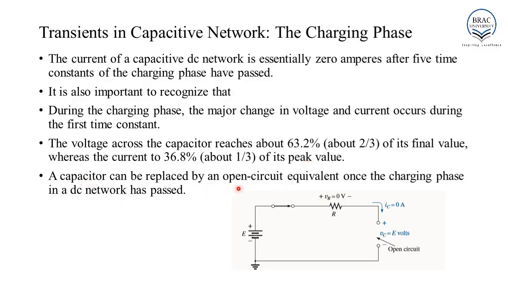A capacitor can be replaced by an open circuit equivalent once the charging phase in a DC network has passed. That is, when the voltage across the capacitor reaches the maximum supply voltage of E volts, then the voltages at these two nodes will become equal. This is because at that point of time, the capacitor can be replaced by an open circuit equivalent. And hence, the current flowing through the circuit will become 0.